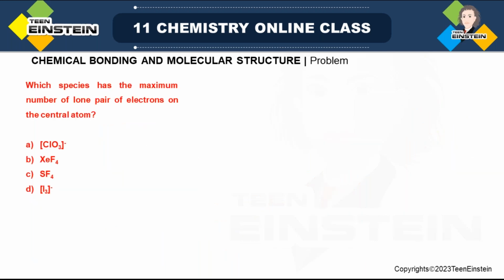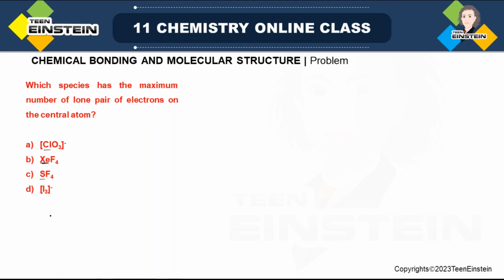So now we'll discuss one problem. Which species has the maximum number of lone pairs of electrons on the central atom? Now, as I have shown you, you just have to choose the central atoms. In this case, it is chlorine for the first one, then xenon, then sulfur, and then 3 iodine. So out of 3 iodine, 1 iodine you have to consider as the central atom, right? And then you can do the calculation.